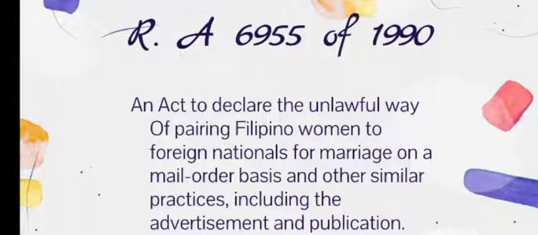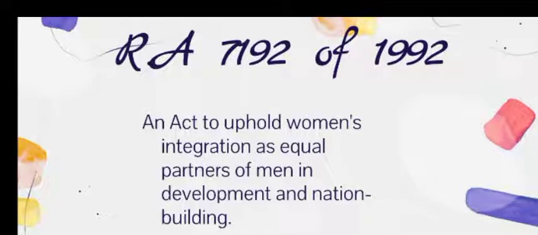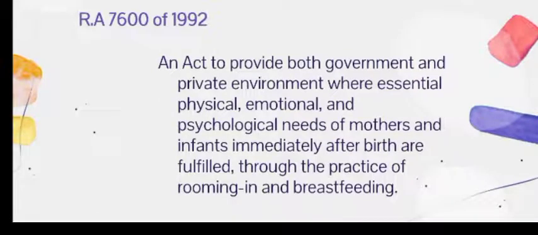Next is RA 6955 of 1990. It is an act to declare unlawful the practice of pairing Filipino women to foreign nationals for marriage on a mail-order basis and other similar practices, including the advertisement and publication. RA 7192 of 1992 is an act to uphold women's integration as equal partner of men in development and nation building.